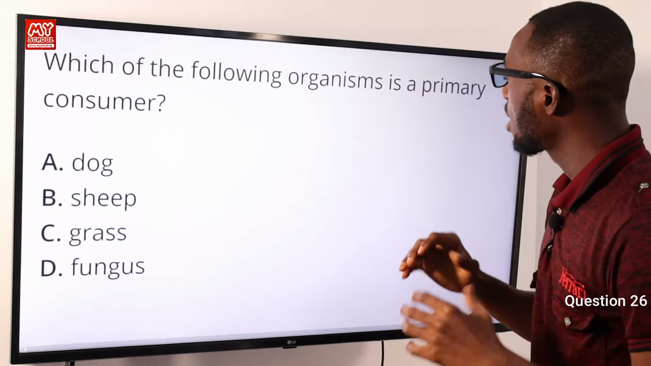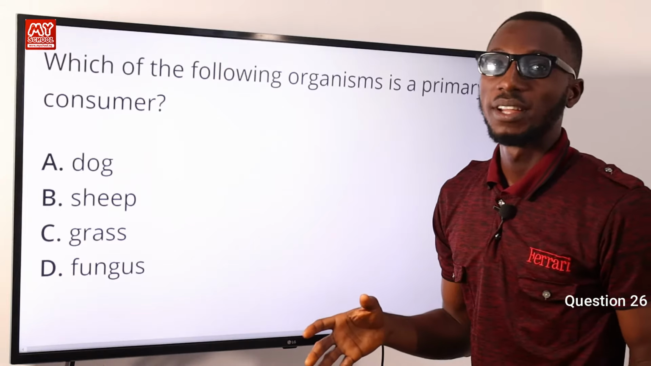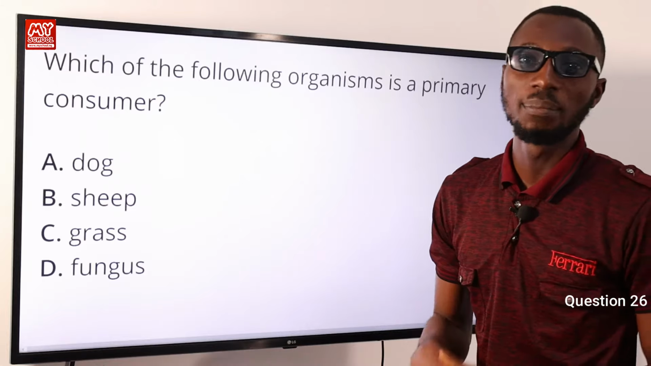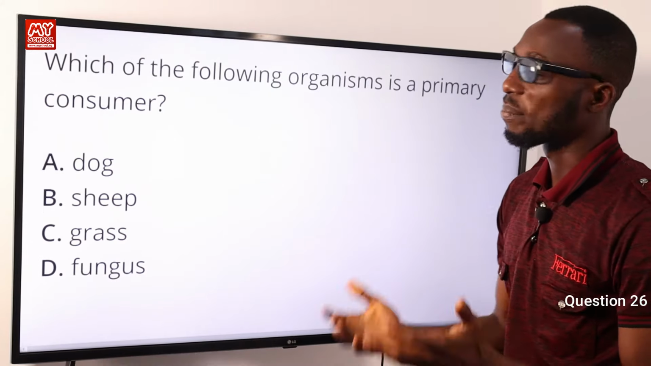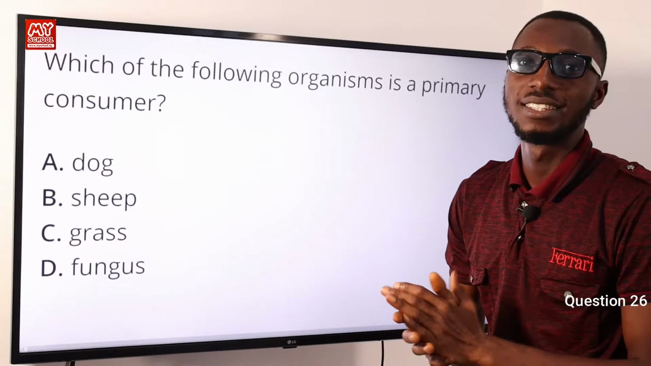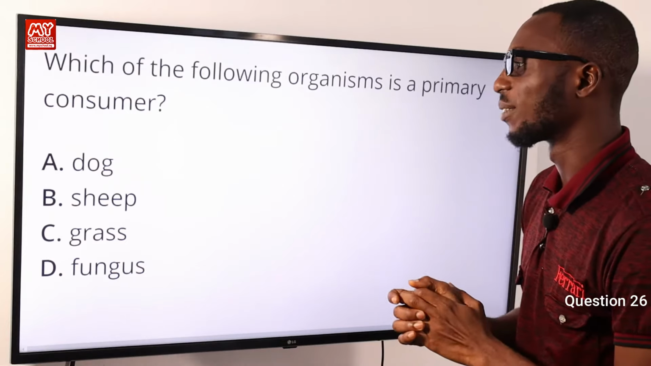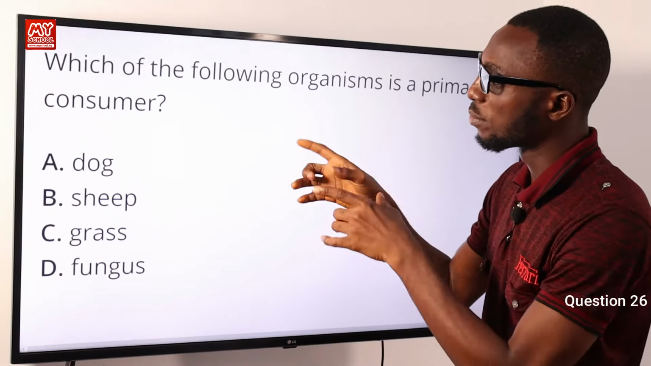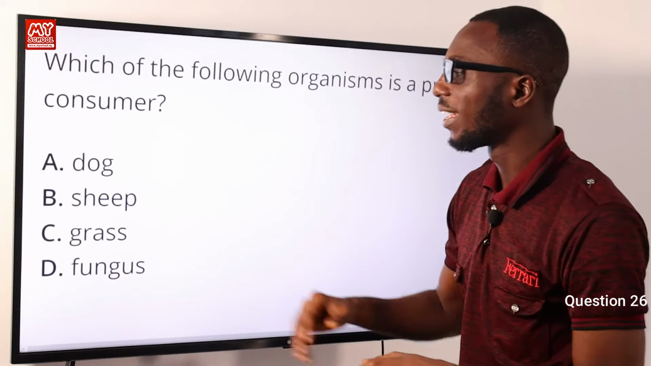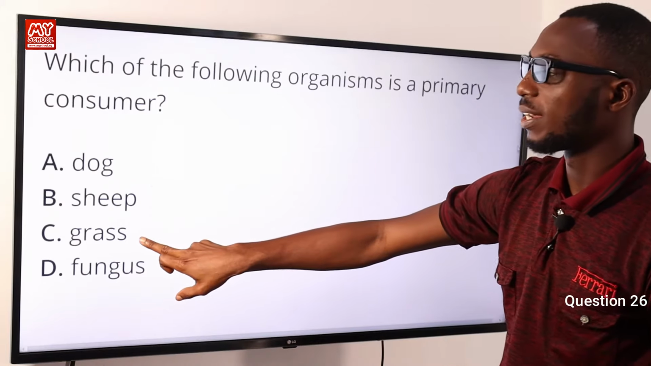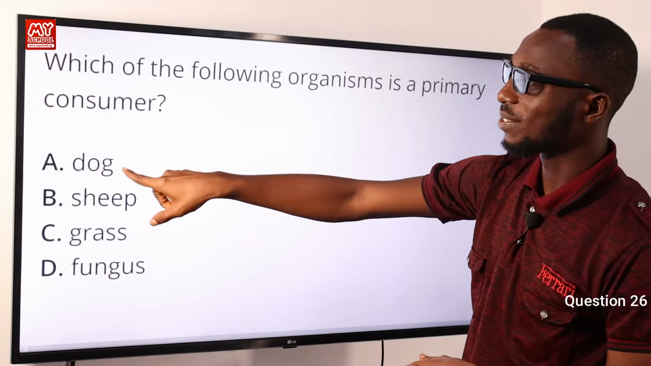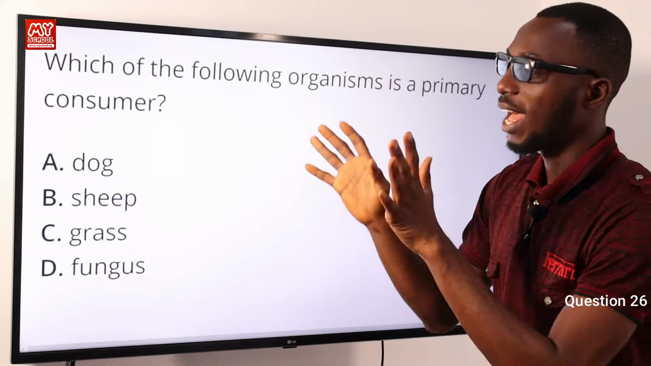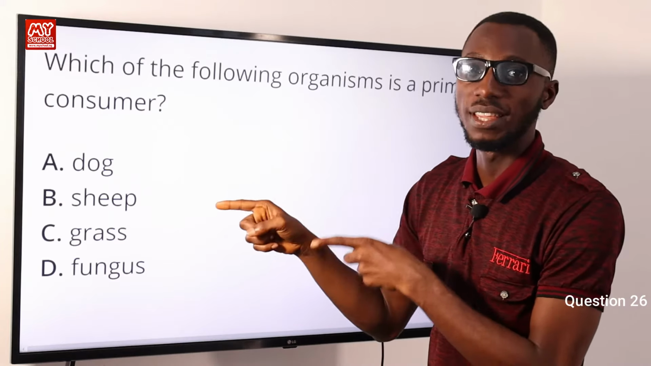Which of the following organisms is a primary consumer? We just know that primary consumers are the ones feeding on the producer directly. The producers in what we are looking at are the grasses, the green plants. So the first contact consumer, or the primary consumer here, is the sheep. The sheep feeds on the grasses. Then later the dog, as the secondary consumer, feeds on the sheep. So the primary consumer for this question and the options given is B, sheep.